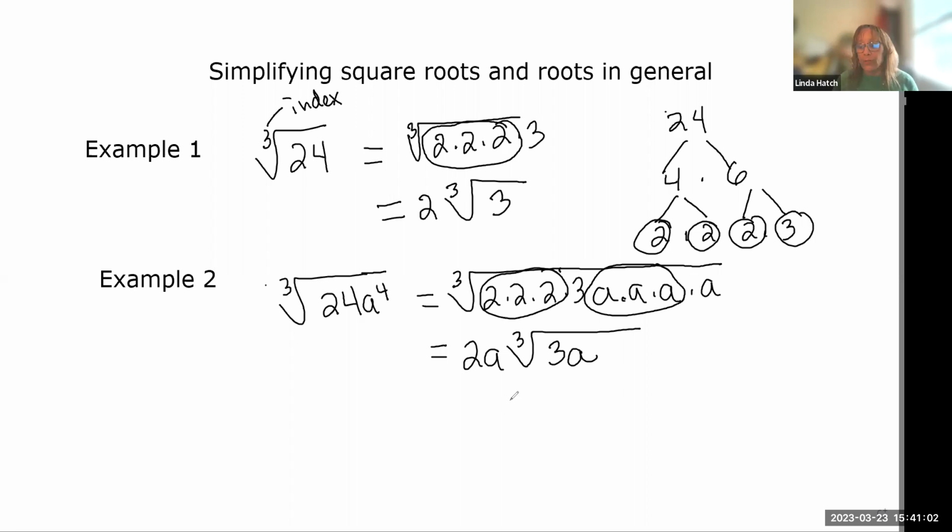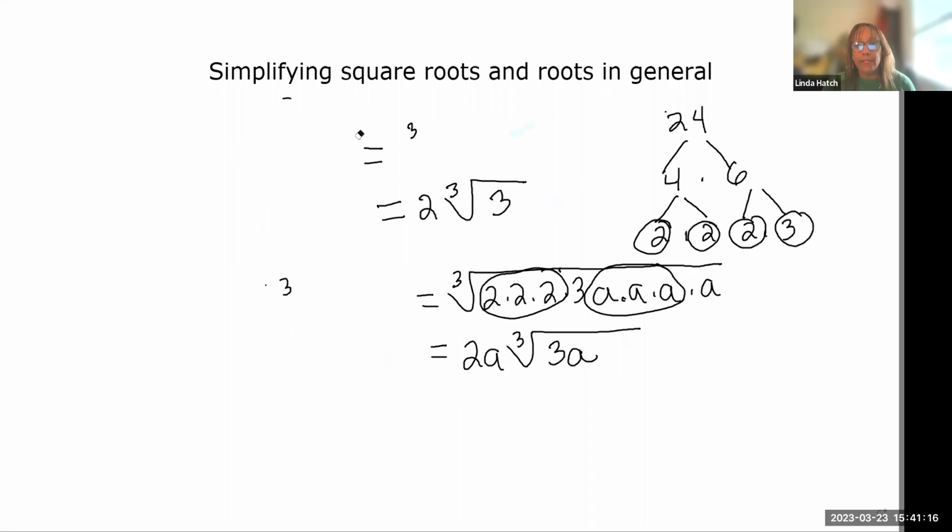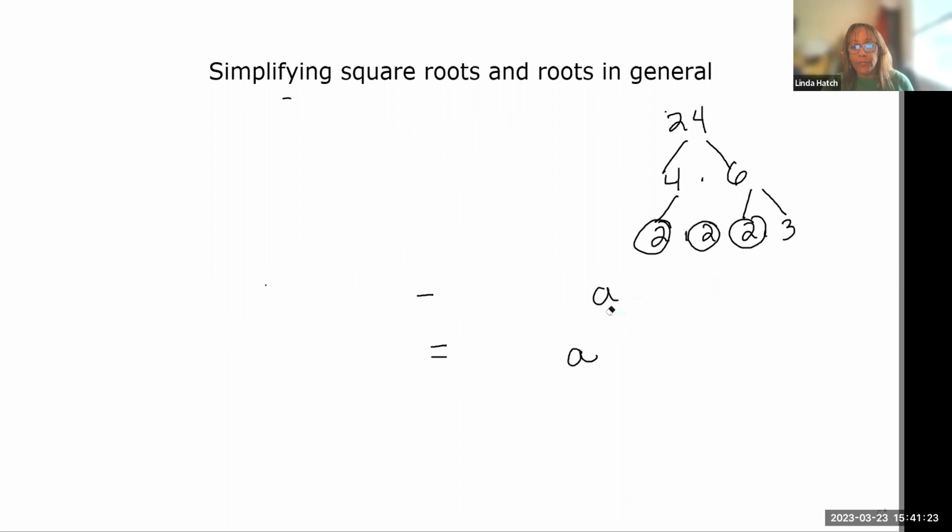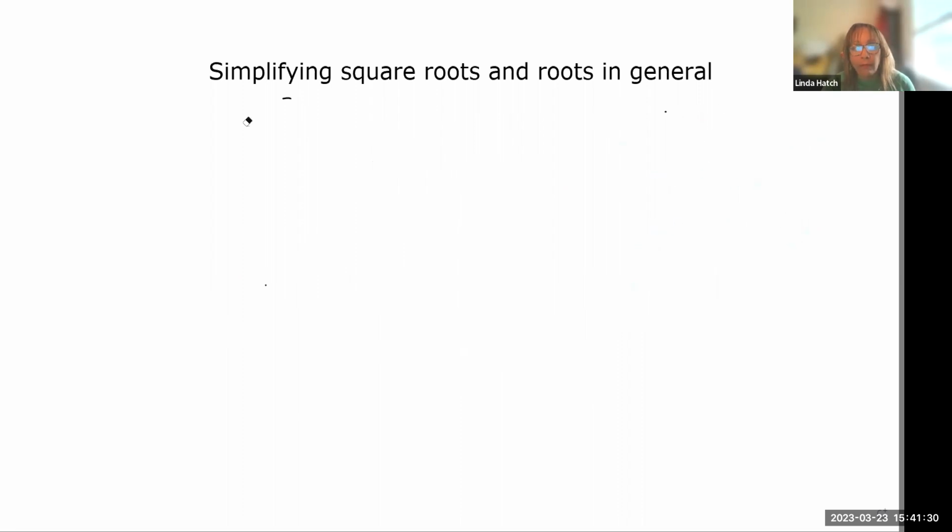So let's do another one so that you get the idea of how to simplify. I'm going to clear off just my examples here, and do a couple more so that you see that example. All right, so let's go and do example 3.